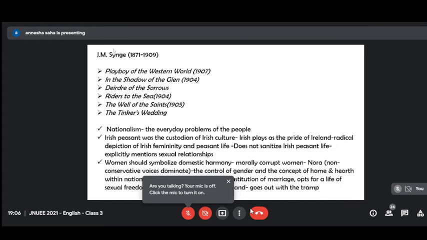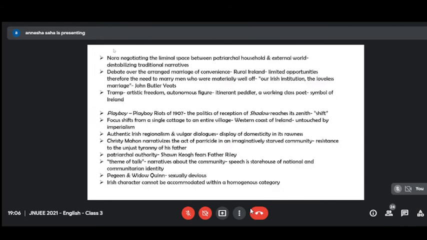So once again, the character of Nora is an exemplary figure, because she negotiates a liminal space between the patriarchal household, symbolized by the home and the hearth, and chastity and loyalty and fidelity towards your husband, as opposed to the external world, the world outside, where women were generally instructed not to venture out. She negotiates between these two spaces, and even in this negotiation, of course, she destabilizes traditional ideological, national ideological constructs of the figure of the woman.